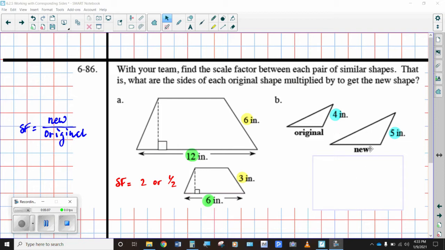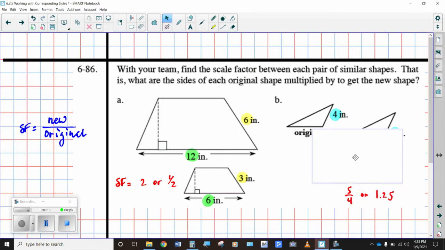So the scale factor, depending on which direction you're going, if you're actually using the formula, the original goes in the denominator and the new goes in the numerator, then your scale factor would be 5/4, the ratio of those two sides, or in decimal form, 1.25. And if you were choosing to go in the other direction, it would be 4/5 or 8/10, 0.8.